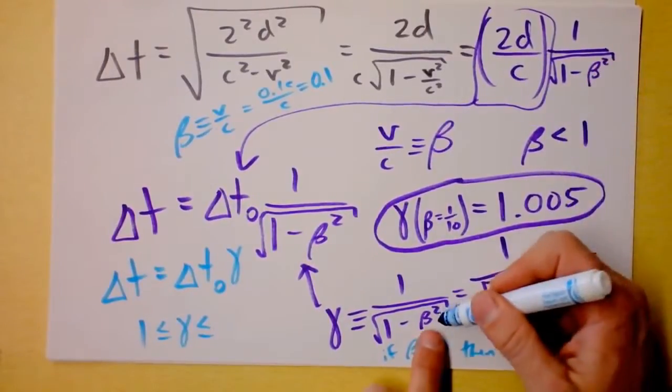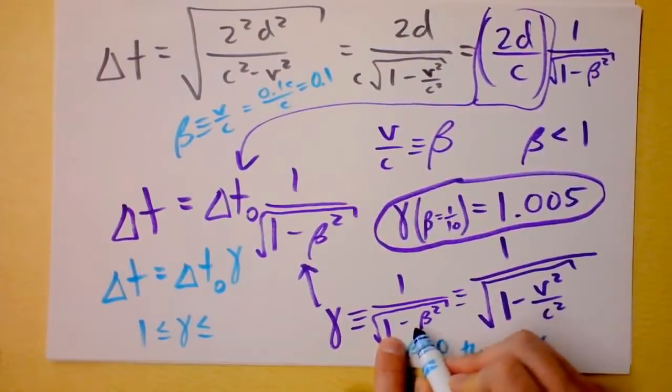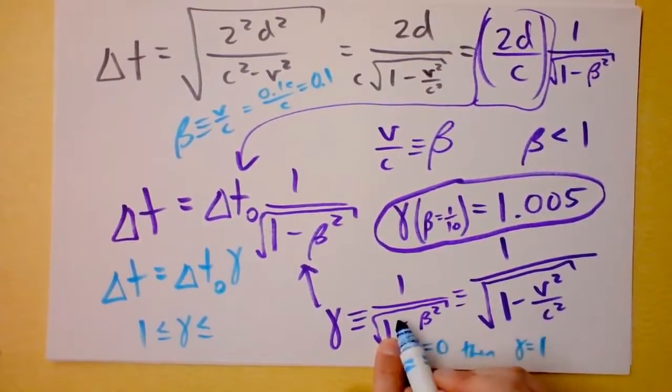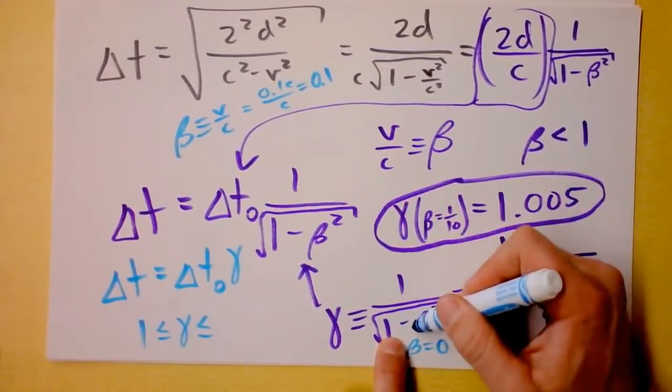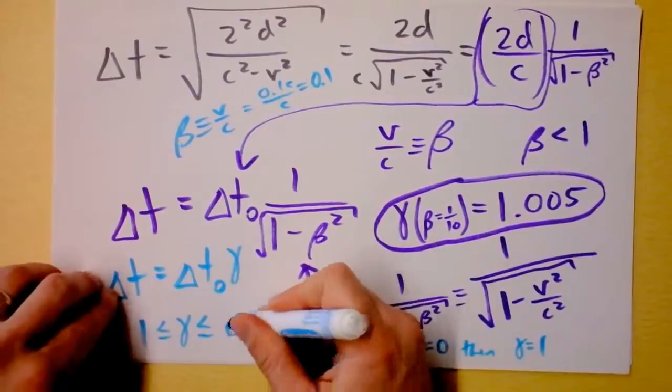But if beta is really big, let's say it's almost 1, then this is an extremely small number in the denominator. We screwed it, and we still get an extremely small number. So we'll have 1 divided by an extremely small number. I guess gamma can be really big. It just has to stay smaller than infinity.